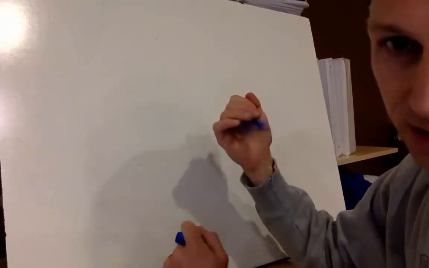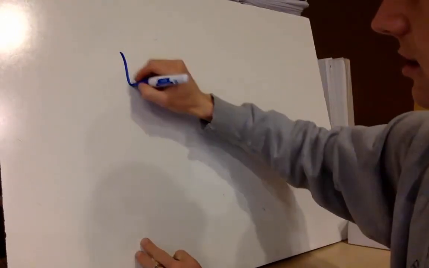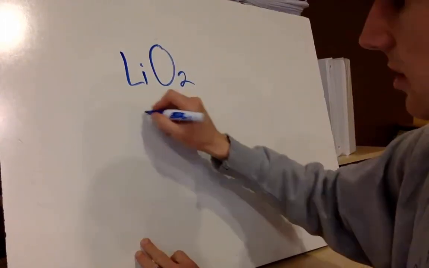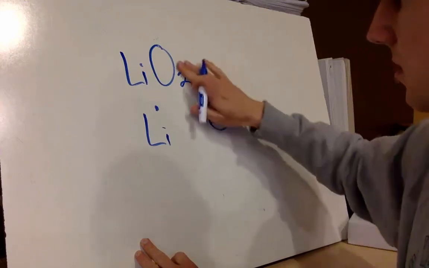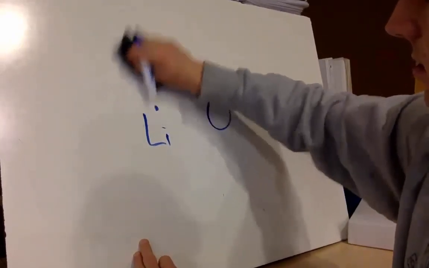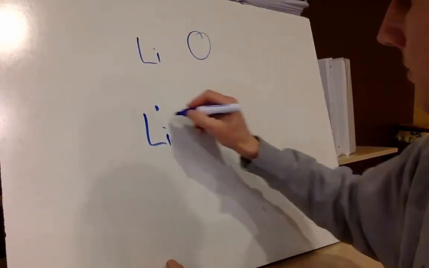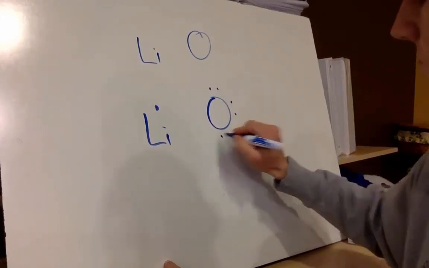So other things that can combine with one another. Let's take a look at lithium oxide. LiO2. Lithium has 1 valence electron. Oxygen. Oh, I wrote this wrong. Lithium and oxygen. Sorry. Lithium has 1 valence electron. Oxygen has 1, 2, 3, 4, 5, 6.